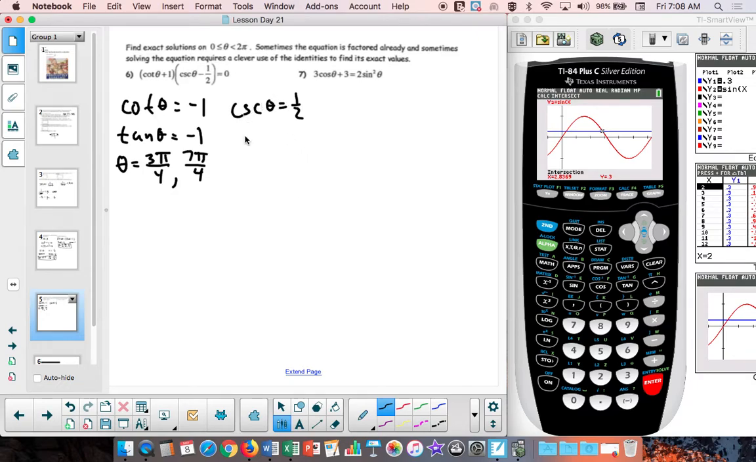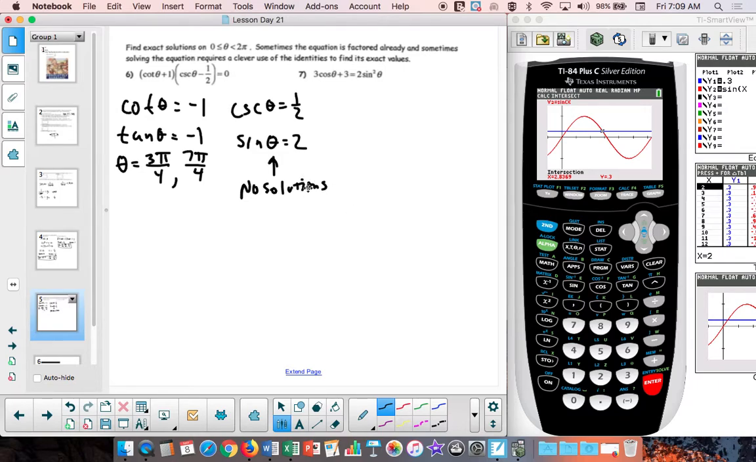I don't like cosecant, I'd rather deal with sine. So sine of theta, flip the fraction, equals 2. It might go unnoticed if you are dealing with cosecant, because we're not used to dealing with it. But cosecant cannot equal 1/2, just like sine can't equal 2. The range of sine is between negative 1 and 1, so this portion has no solutions.